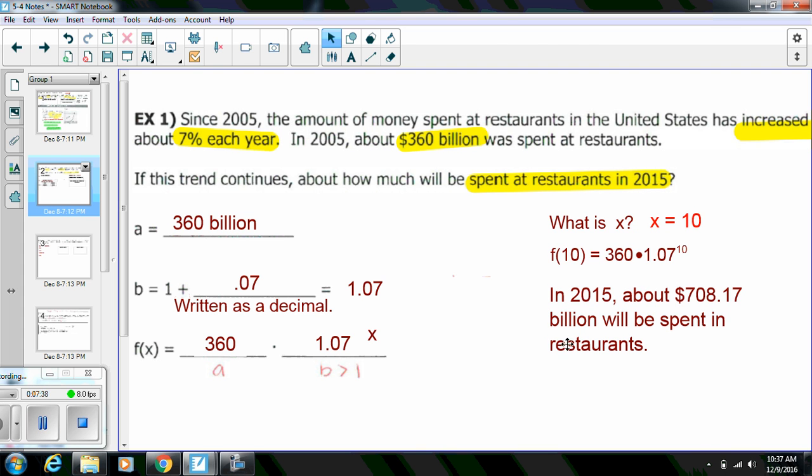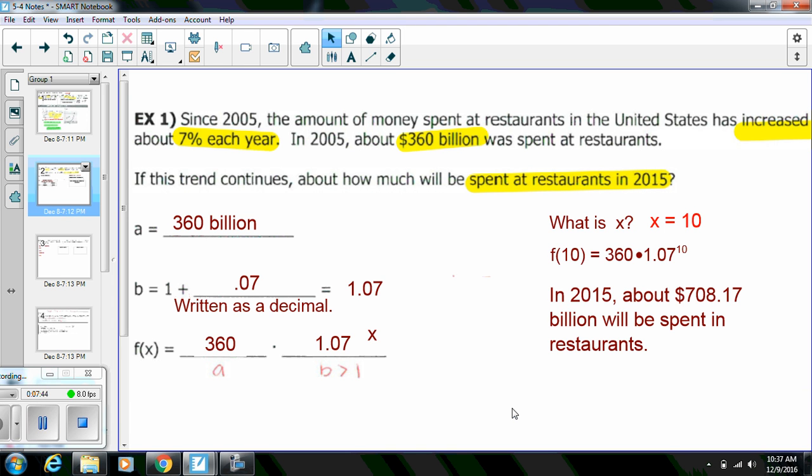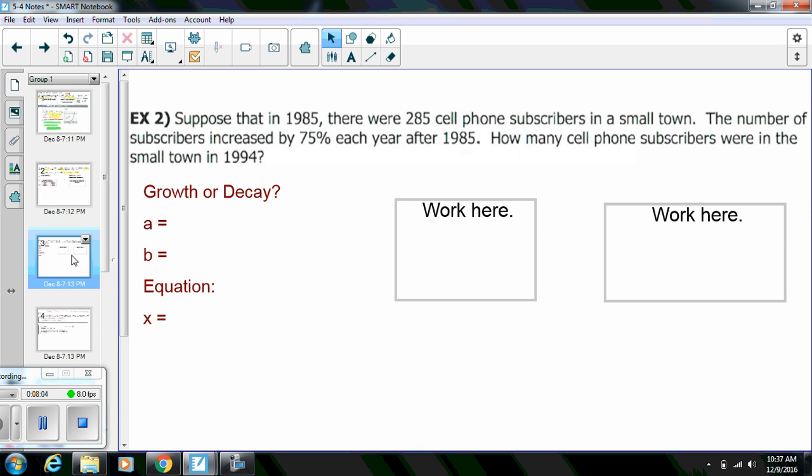So we have to show our work, but in this case, you guys have calculators handy. So when you type this into your calculator, type it in all as one and save your rounding until the very end, okay? So in 2015, about $708.17 billion will be spent in restaurants. Wow, that's a lot.